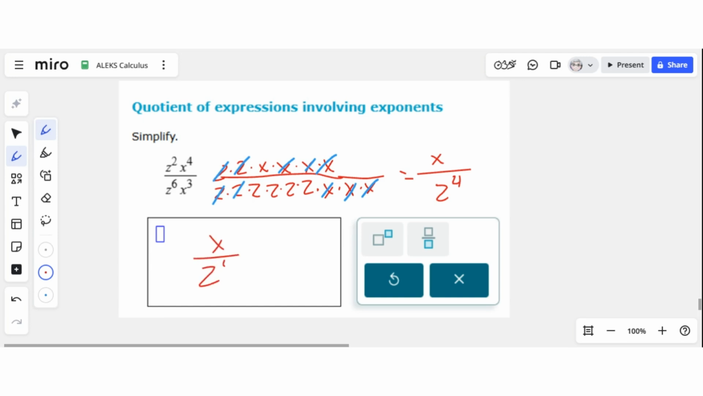So the answer here is x over z to the fourth, which is a good deal simpler than what we started with. A shortcut to this is just to subtract. So when we divide, we're subtracting. So this is really like x to the 4 minus 3 power when you take x to the fourth and divide it by x to the third. We kind of go in the other direction here because the bigger power is on the bottom. So in my head, I said 6 minus 2, that's z to the fourth.